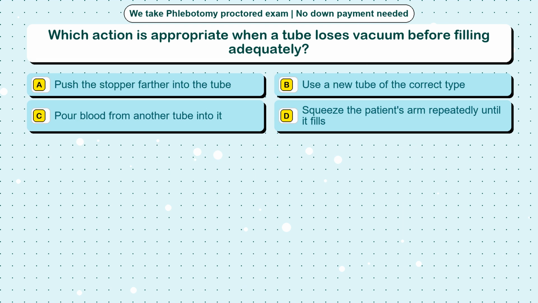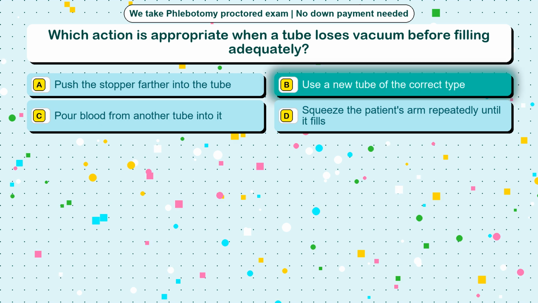Question 88. Which action is appropriate when a tube loses vacuum before filling adequately? Option A. Push the stopper farther into the tube. Option B. Use a new tube of the correct type. Option C. Pour blood from another tube into it. Option D. Squeeze the patient's arm repeatedly until it fills.